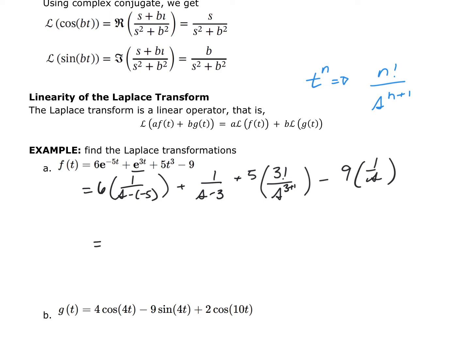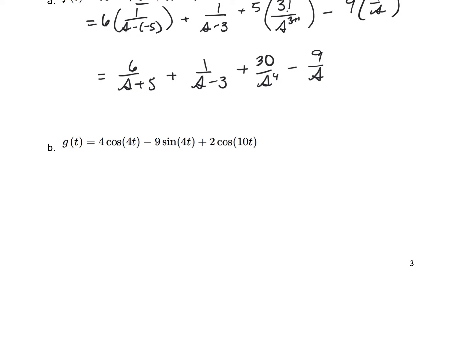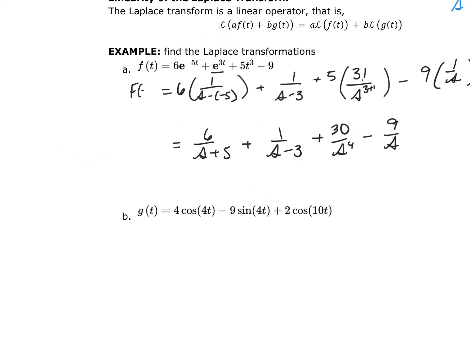So what I basically have is 6 over s plus 5, plus 1 over s minus 3, plus 3 factorial, which is 6, times 5, which is 30, over s to the 4, minus 9 over s. And that's my Laplace transform. In this video, we're not going to do much with them right now. We're just going to figure out what Laplace transforms would be. And we should say this is f of t, F of s, cap F, and G, cap G of t.